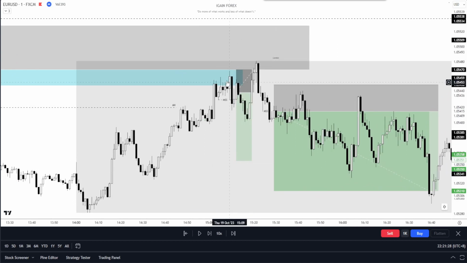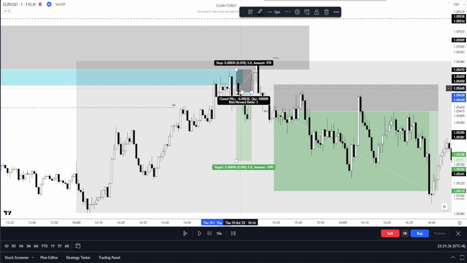So here we can see that we have a reaction on this 1-minute time frame, and then a market structure shift happens. So just like I said in my previous video, we are just retail traders.